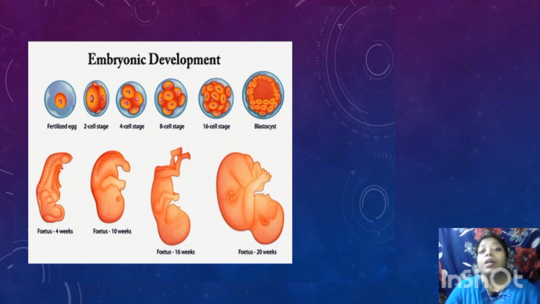Here the zygote divides mitotically to form 2, and from 2 to 4, 4 to 8, 8 to 16, and these cell stages keep on going. It develops through mitosis, 2 cell stages and further into 4. The complete set of these cells is called the blastomeres.